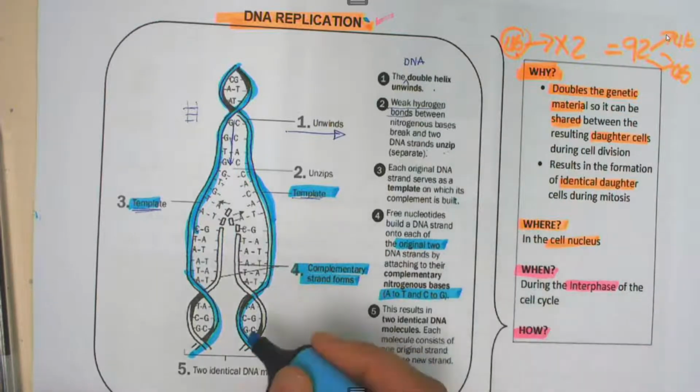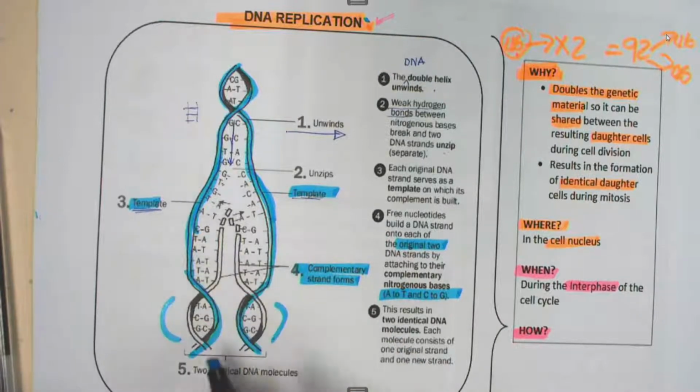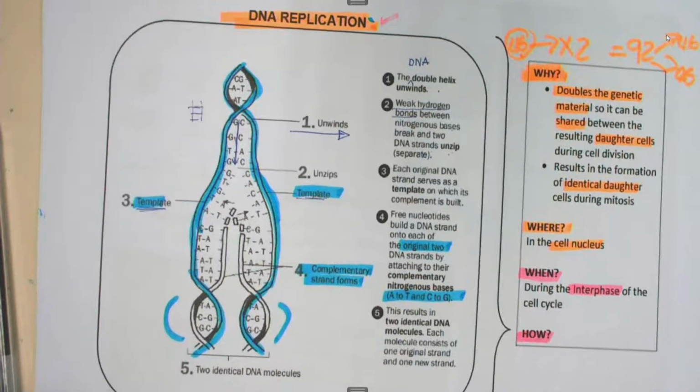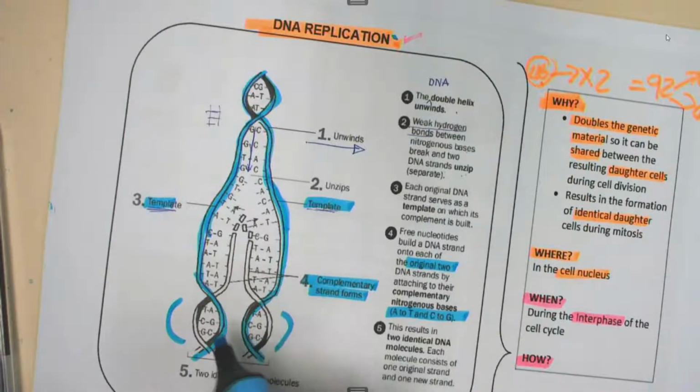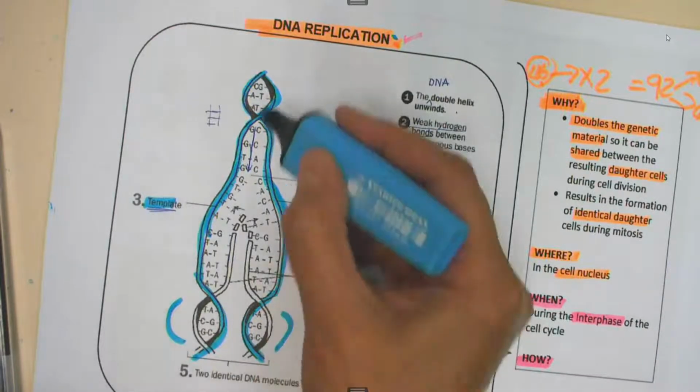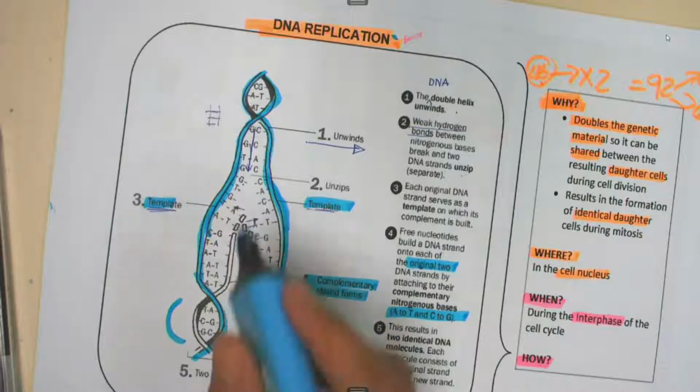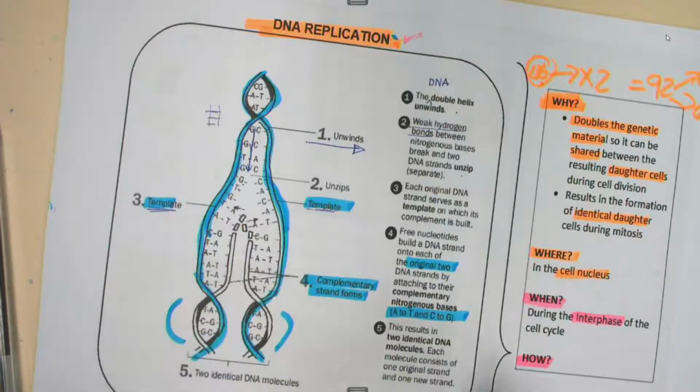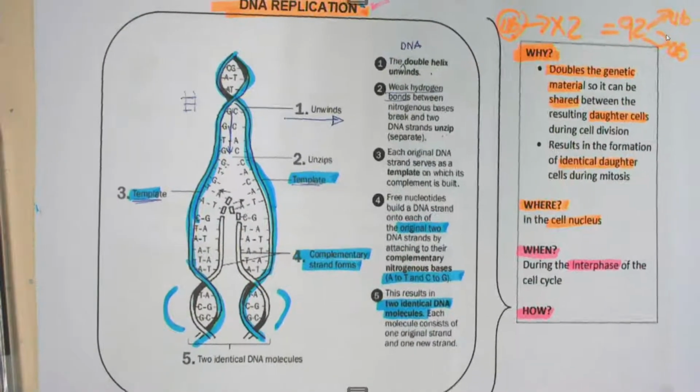And then here at the end, what do we have? We have 2 identical DNA molecules, because remember, DNA is a molecule. We have identical molecules, and then the replication took place. So the same strand that we have in the beginning, now we have a copy of it. That's why they say 2 identical DNA molecules. So that is your DNA replication.